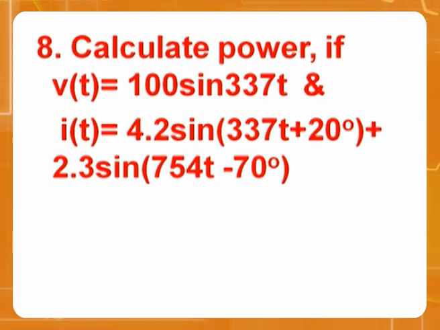Now let me take you to problems. The problems we have done already are illustrations of 7 problems. Now I am going to go to the 8th problem. Calculate power if voltage is 100 sin 337 t and I is 4.2 sin(333 t plus 20) plus 2.3 sin(754 t minus 70).